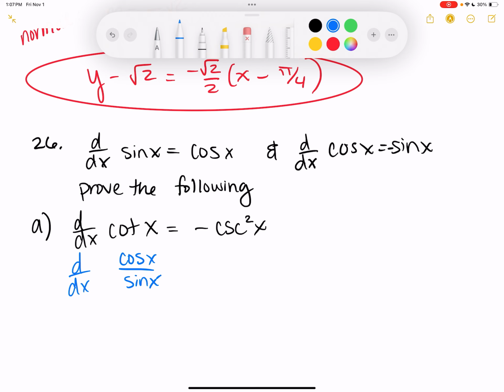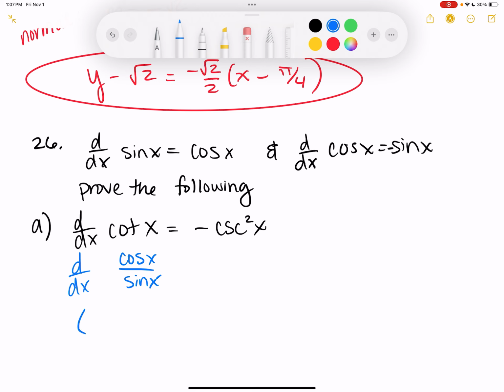So we don't have to explain what's happening. We just show it. That's what proving is in anything but geometry. I mean, not in upper level math, like real analysis or something. All right, so quotient rule, derivative of the top.